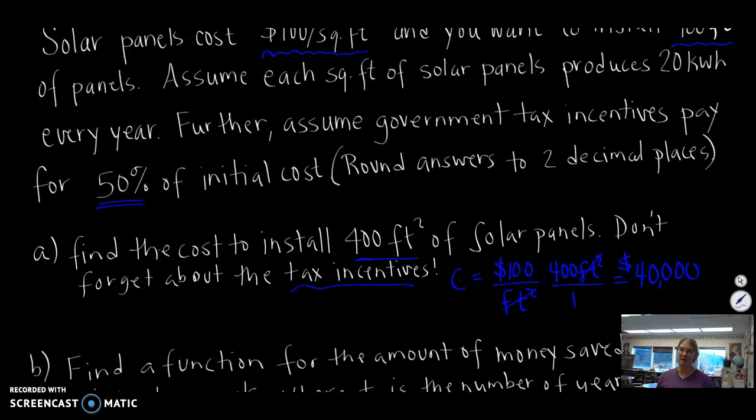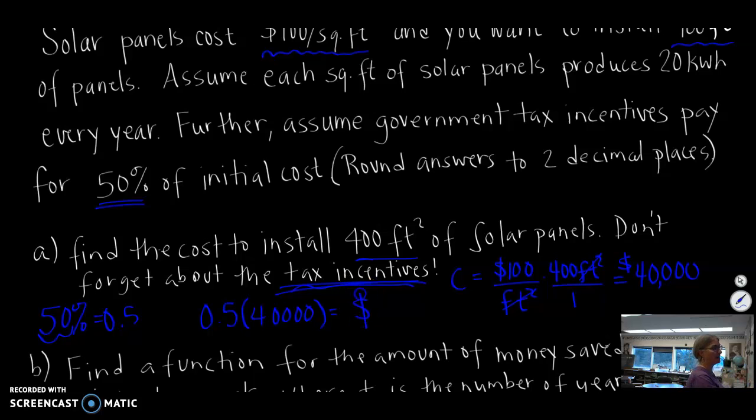That would be the cost if you had to pay for the whole thing, but don't forget about the tax incentive. So we only have to pay for 50% of this. So we're going to multiply 40,000 by 0.5, which is 50% converted into a decimal. If you're going to convert a percent into a decimal, you move the decimal over 2 places. So 0.5 is the same as 50%. So half of 40,000. So our cost for installing solar panels is going to be $20,000.